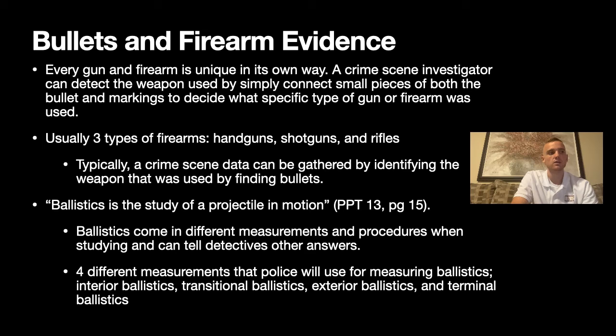Another measurement that the detectives will look for is ballistics, which is the study of a projectile in motion. Ballistics come in different measurements and procedures when studying and can tell detectives other answers. There are four different types of ballistics, which would be interior, exterior, transitional, and terminal. Another measure that detectives will look at is the gunpowder residue left in the gun. With that and the pressure that was built up, detectives can determine what direction the bullet was traveling in.